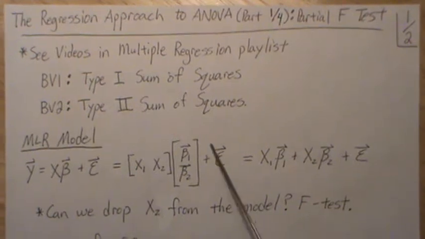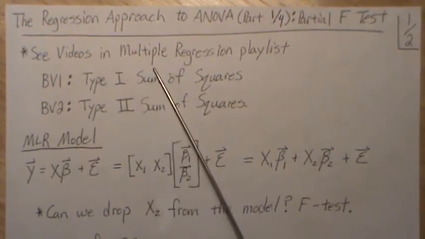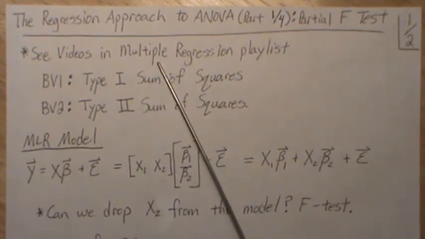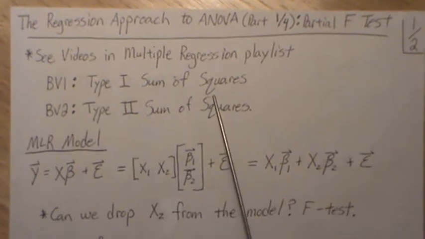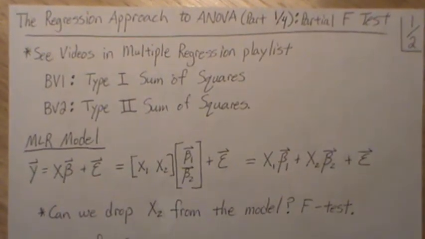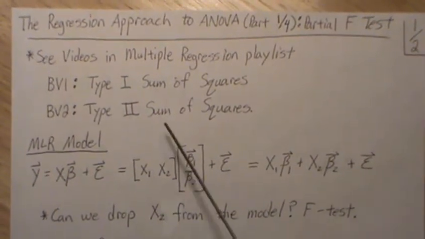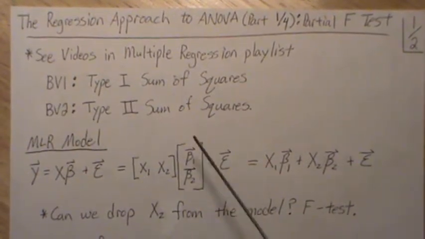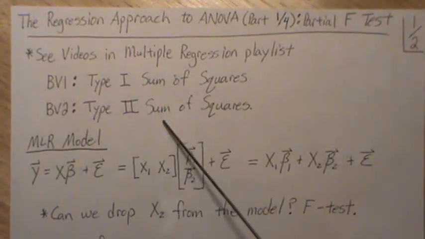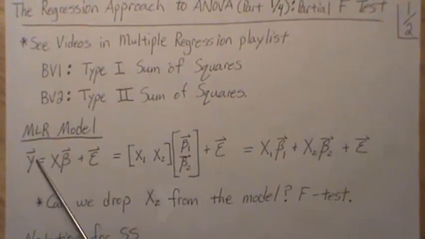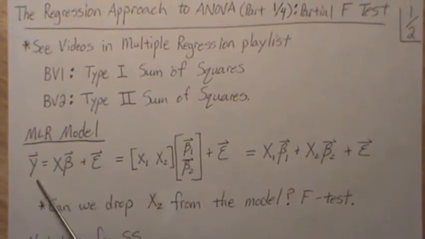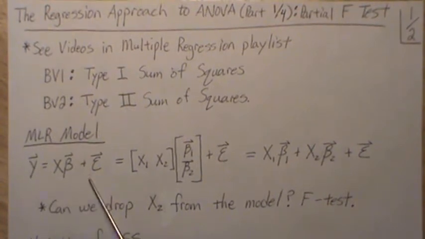I'm also going to push you off to a couple videos that I have in my General Linear Models Multiple Regression playlist, titled Type 1 Sums of Squares and Type 2 Sums of Squares. In there, we talk in great detail and prove a lot of the theorems that we state in this video. As a reminder, the multiple linear regression model is y equals X beta plus error.